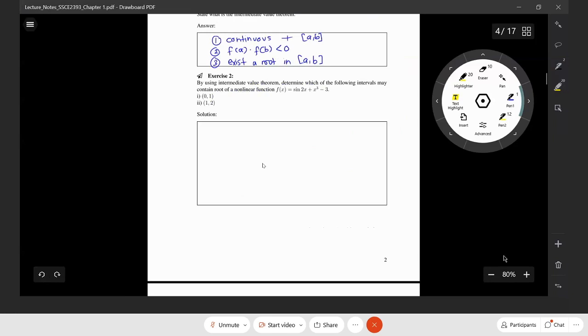Try on your own now, exercise 2. Check which one is the correct interval. Interval 1 or interval 2 should contain the root of sin 2x plus x cubed minus 3. Do it now. If you have any questions, you can ask in the chat room, or you can simply talk.